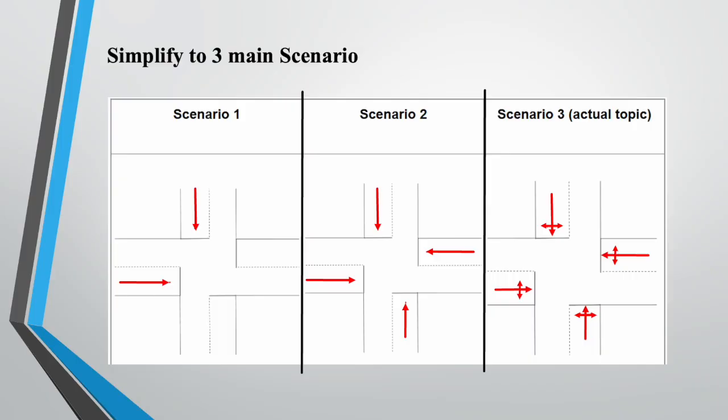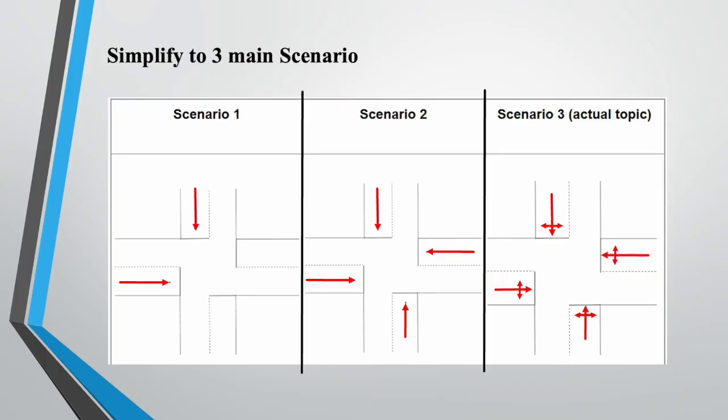In order to understand the genetic algorithm in detail, we decided to first simplify our main scenario number 3. We first simplified it to scenario number 1, where traffic is only coming from north and west, and they are only able to go straight. Then in scenario 2, traffic is coming from all directions. However, they can still only go straight.